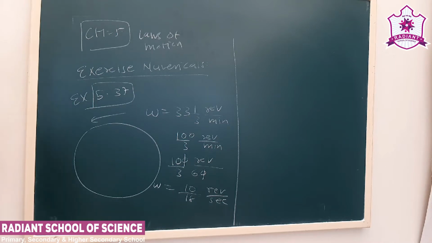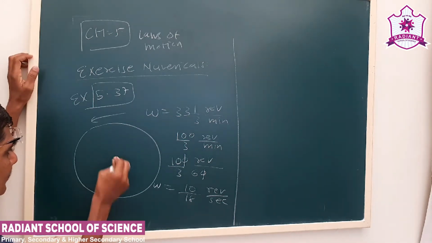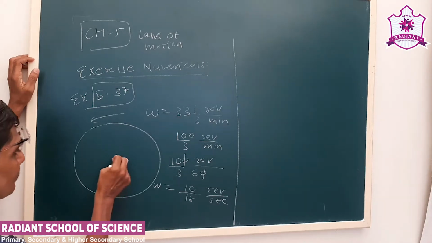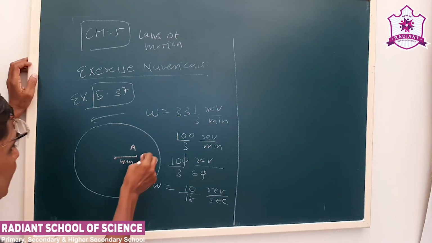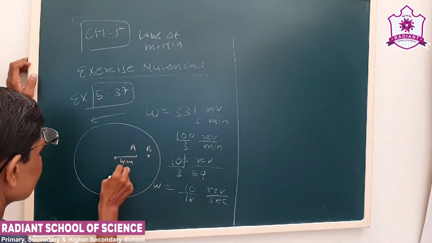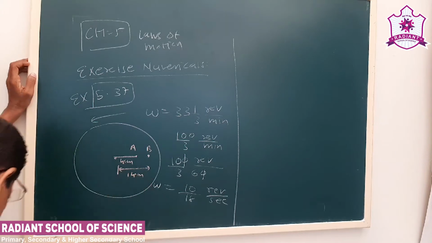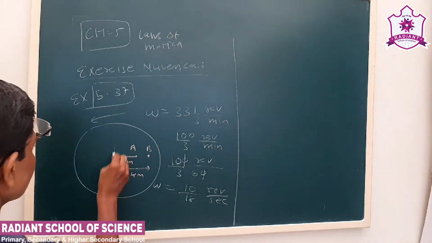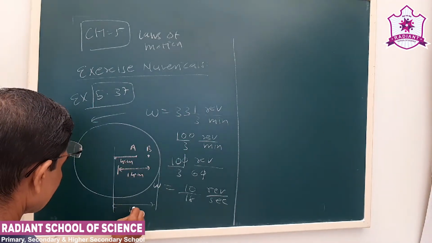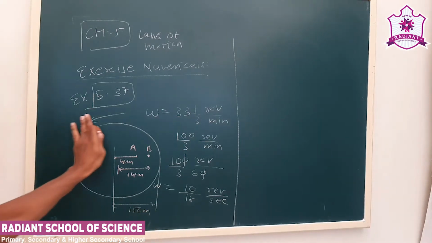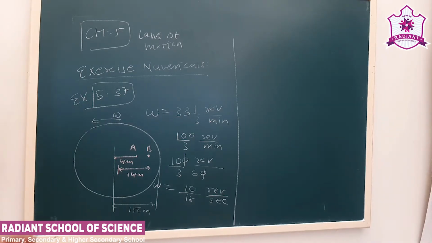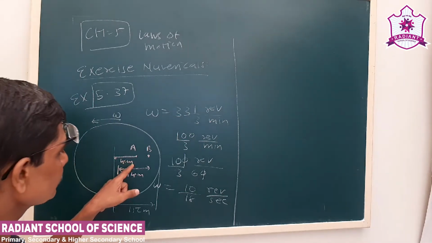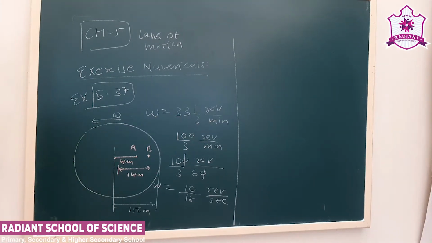Now see the question. This is the center of the disc. Two coins are placed, one at a 4 cm distance and the other at 14 cm. The radius of the disc is 15 cm. When the disc is rotated with this angular speed, which coin will remain on the disc during the rotation, and which will slip off from the path?